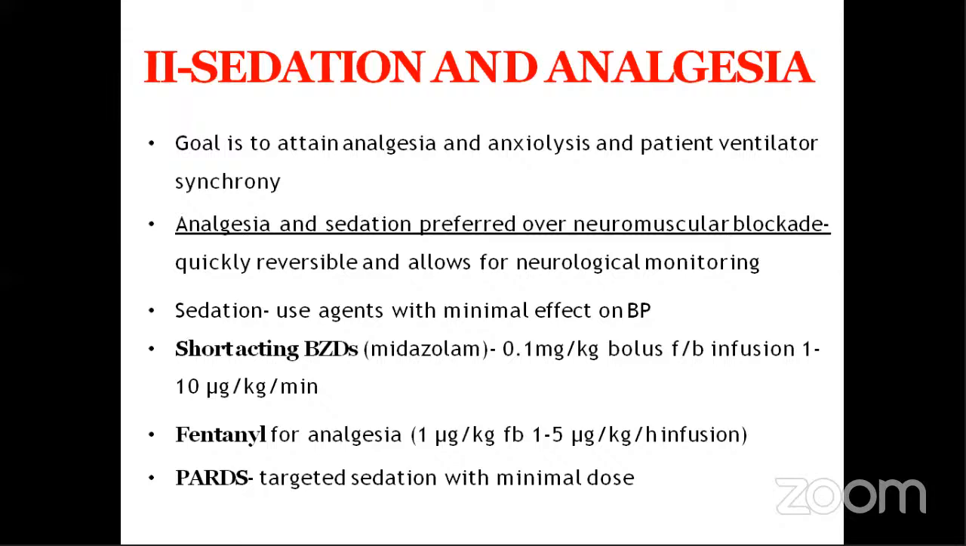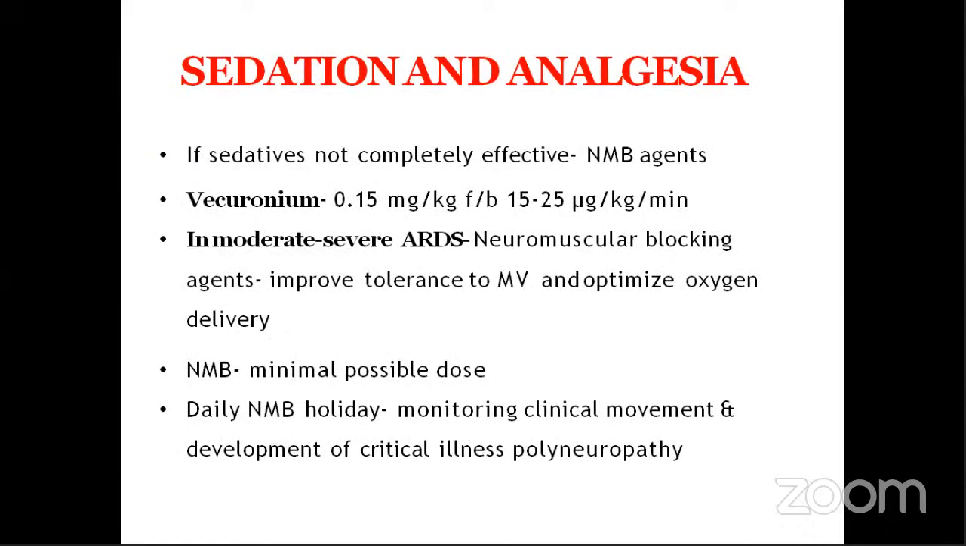For pediatric ARDS, always remember these agents should be titrated for maximum desirable effect with minimal possible dose. This is very important. If sedatives are not completely effective, we can use neuromuscular blocking agents. The preferred one is vecuronium in a dose of 0.15 milligram per kg, followed by 15 to 25 microgram per kg per minute. In moderate to severe ARDS, neuromuscular blocking agents improve tolerance to mechanical ventilation by eliminating ventilator patient dyssynchrony. And they also help in optimizing oxygen delivery by facilitating gas exchange.